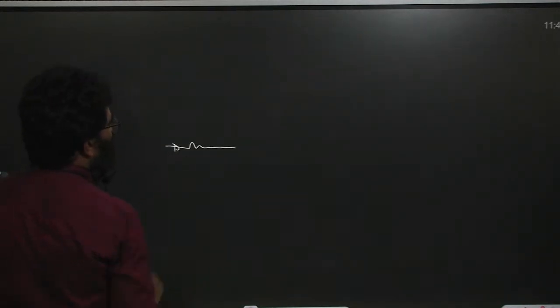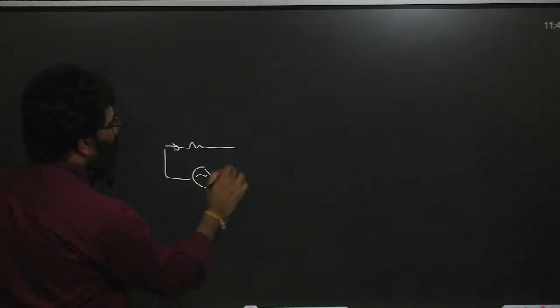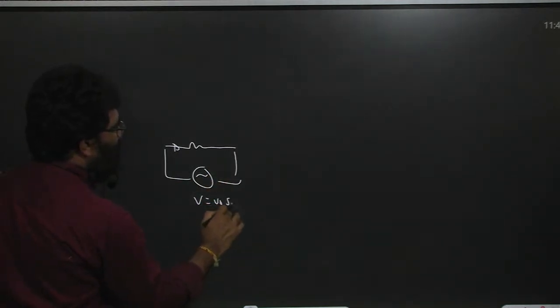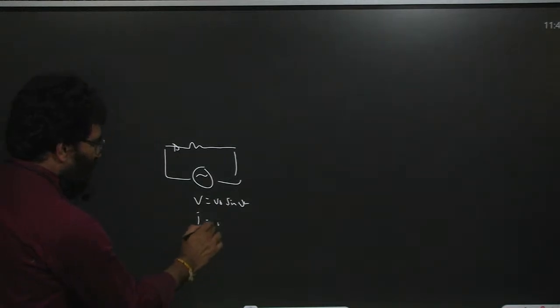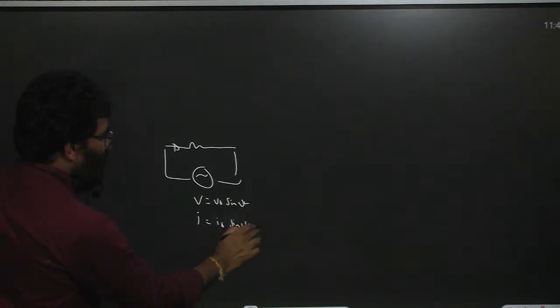Next, AC. When a resistor is connected to an AC source, what does an AC voltage source mean? V is equal to V naught sin omega t, or I is equal to I naught sin omega t, or I can take cos omega t.